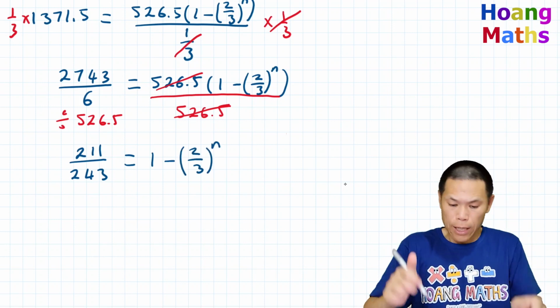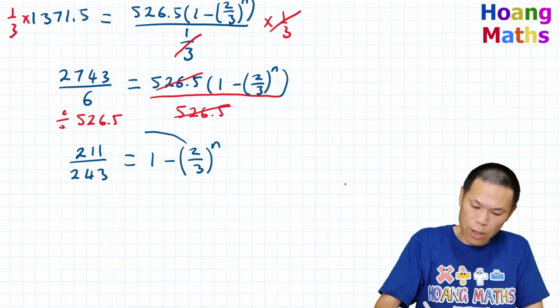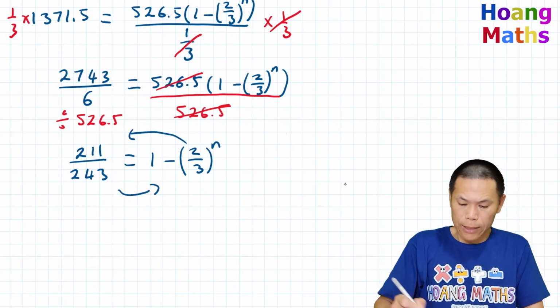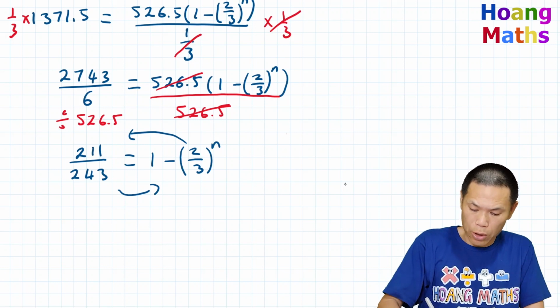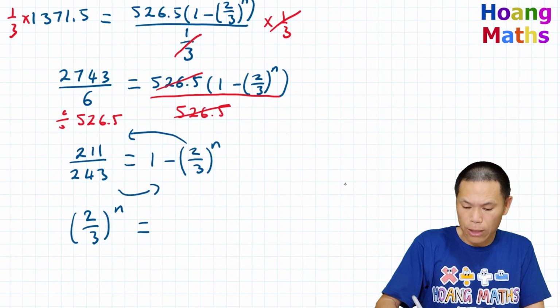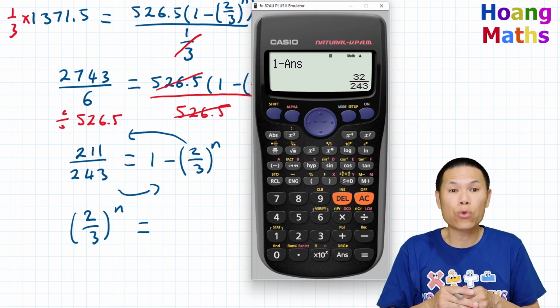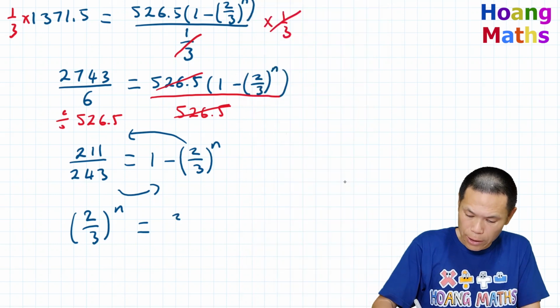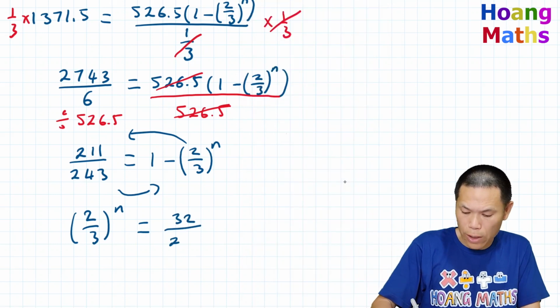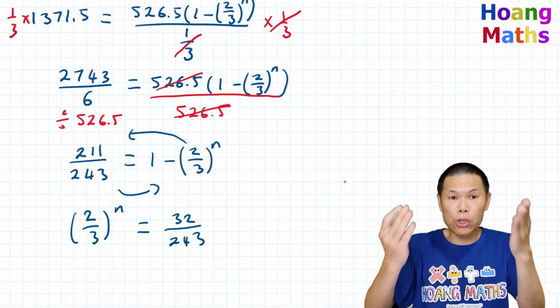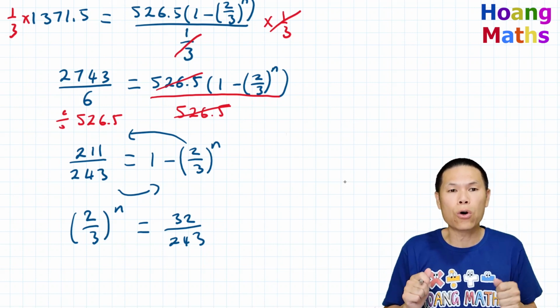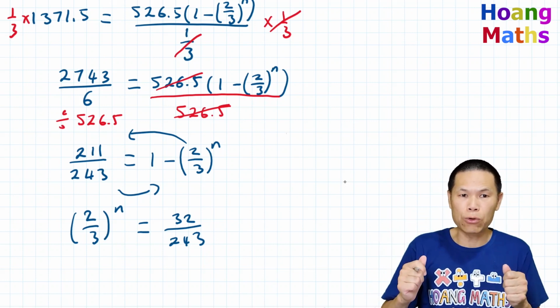So what I do is I move 2/3 power of n to this side and this number to that side. So that becomes positive 2 over 3 power of n is equal to, I just use the calculator, 1 minus answer, Shift SD. So 32 over 243. Now we can solve this by either using log law or using index law to work this out.